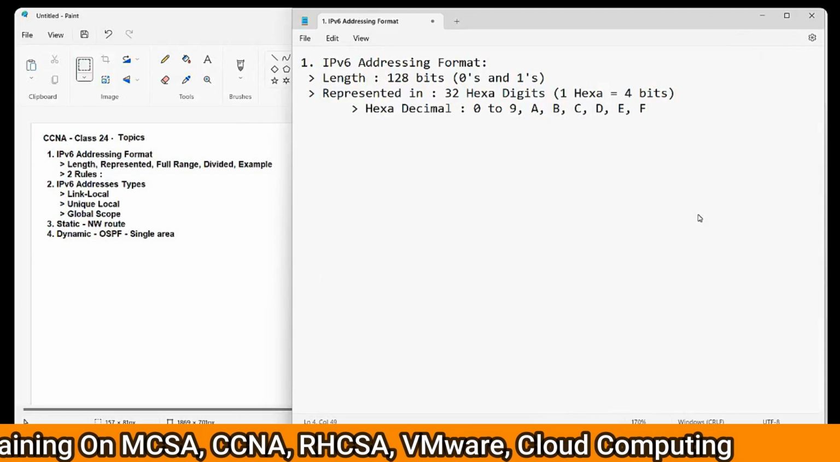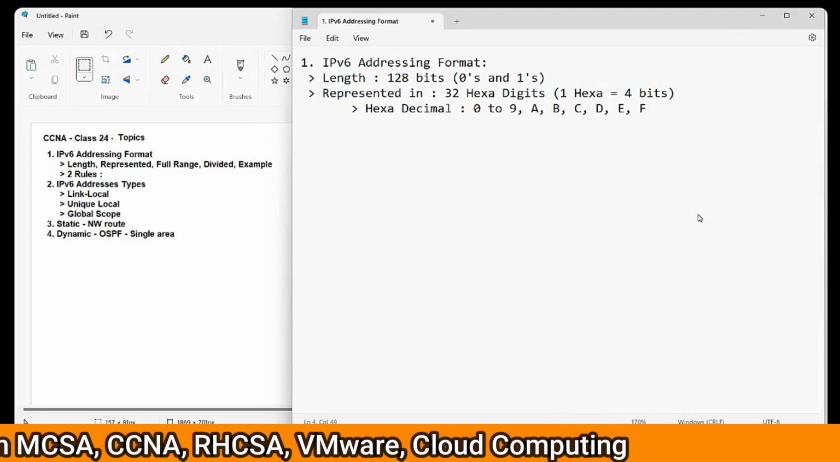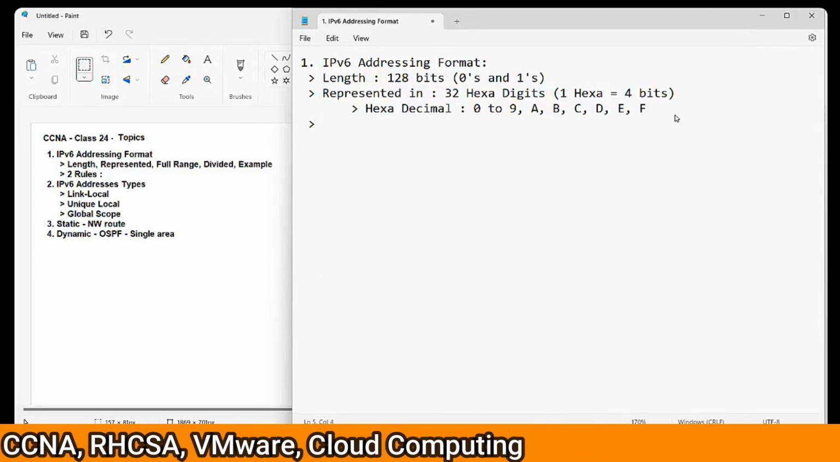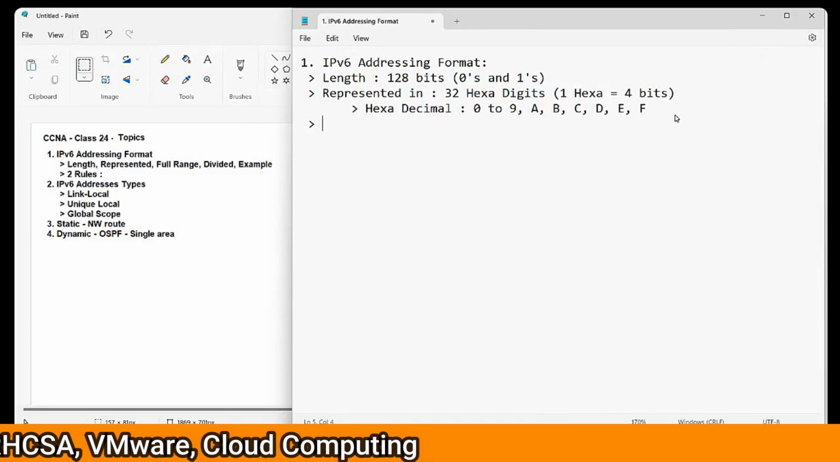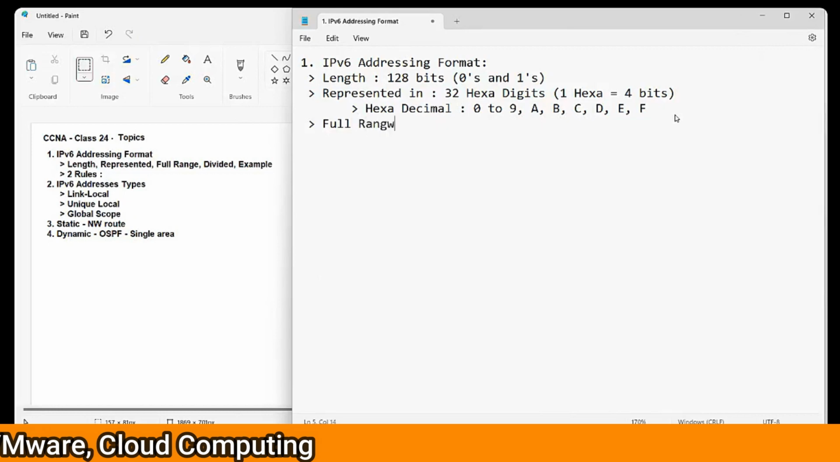If I give an IPv6 address and want you to convert it into binary, one hexa equals 4 bits. So 32 into 4, how much? 32 into 2 is 64, 64 into 2 is 128. So this full range, if you see how that IPv6 address looks like, it will be starting from 00000.